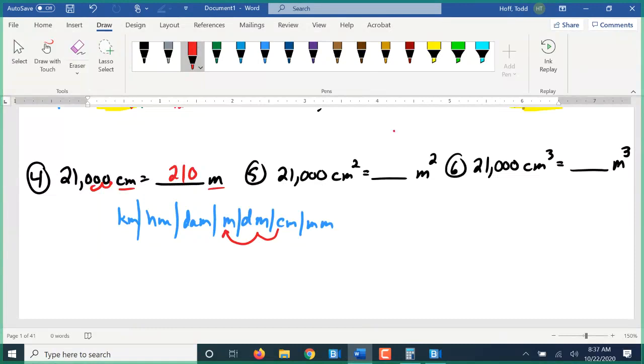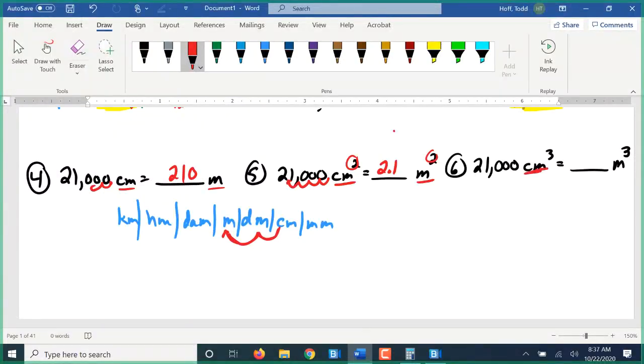However, in this next example, it's centimeters squared to meters squared. Well, centimeters to meters is still 2 spots to the left on our chart, but now every spot on the chart is multiplying or dividing by 100. So it's 2 decimal places because it's squared units. So 2 spots on the chart becomes 4 decimal places. 1, 2, 3, 4. 21,000 centimeters squared is 2.1 meters squared.